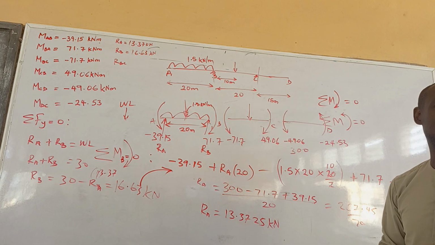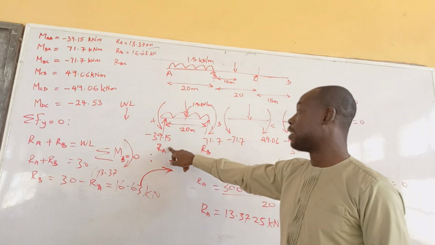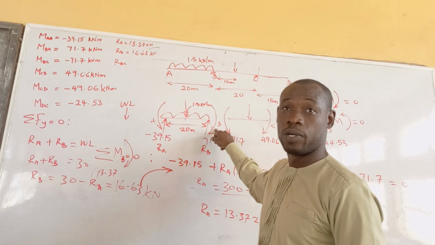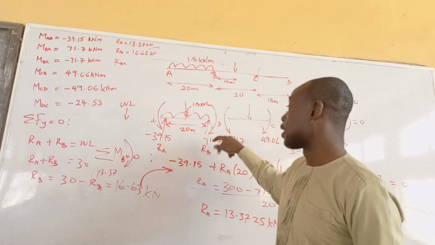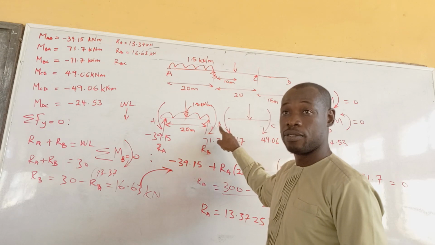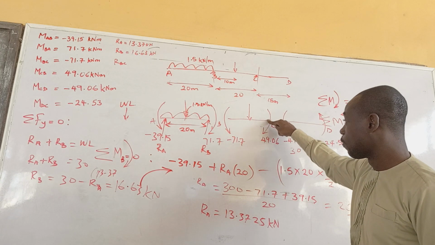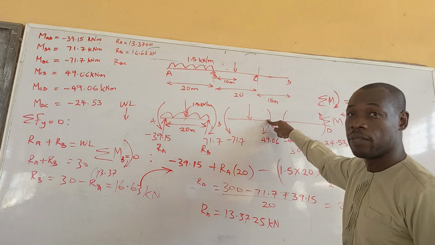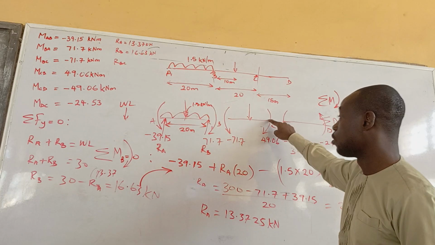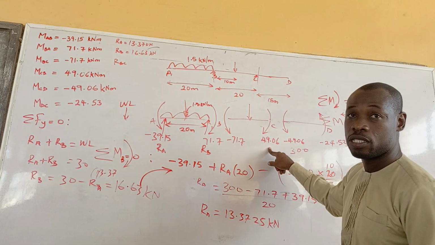Are you following me? I told you the other time, if you want to get this one, we'll take moment to this point, so that we can multiply this point that we are looking for with that distance to convert to a moment. If I want to get the reaction for this place, I take moment to this point. And we already know that this is minus 71.7, this is 49.06 here.